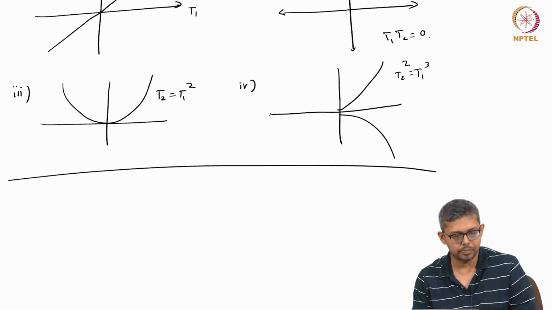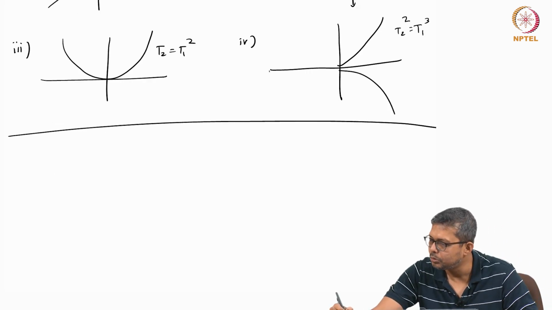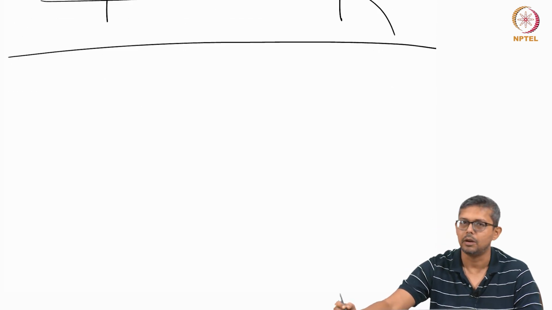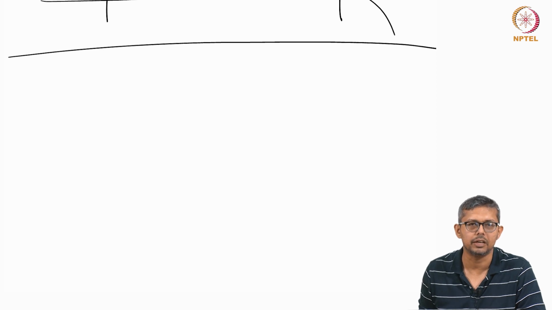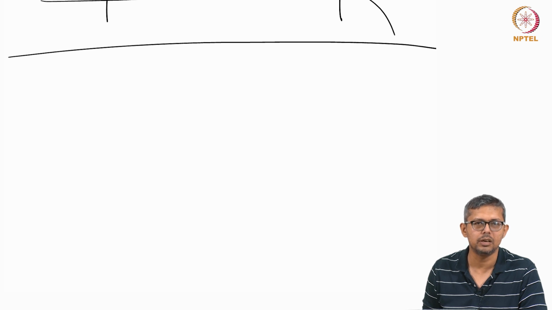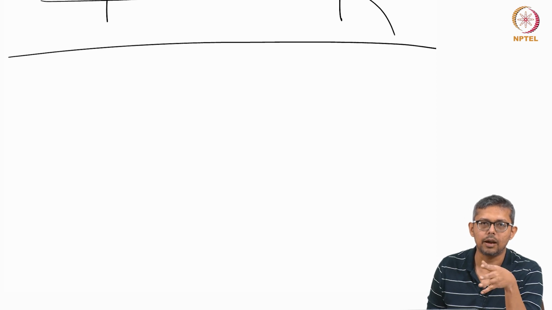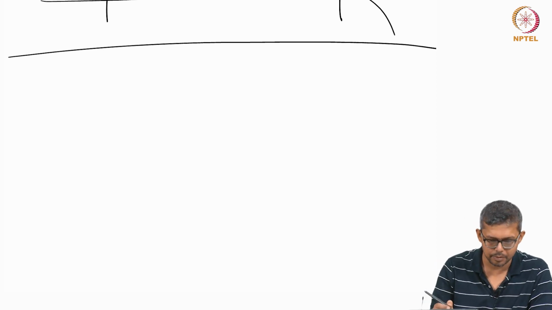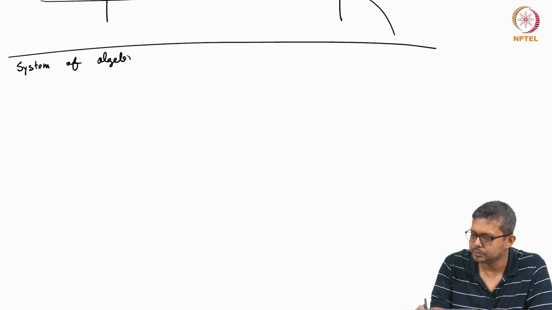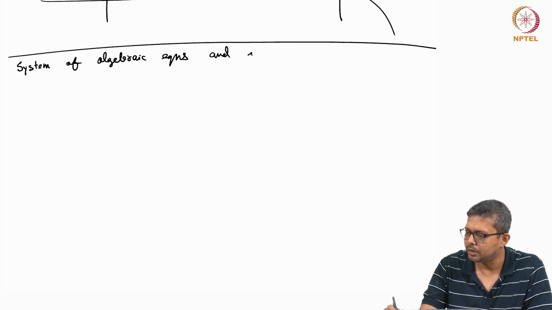Okay. So now we need to do commutative algebra. We need to bring commutative algebra into geometry, and in commutative algebra the basic objects are ideals. Algebraic subsets are the basic objects in algebraic geometry, so we have to connect them to ideals. So this is about systems of algebraic equations and ideals.